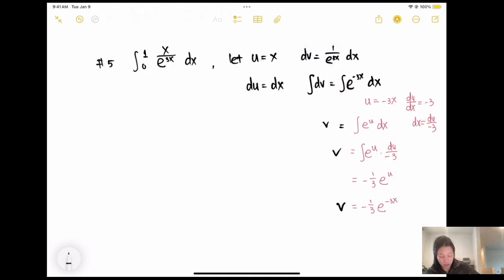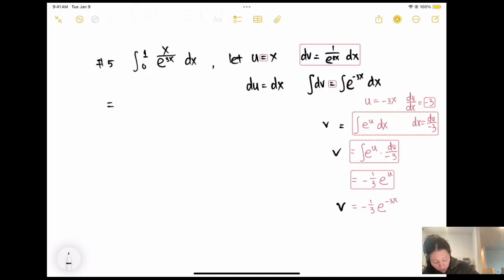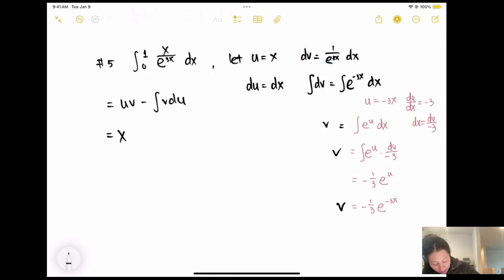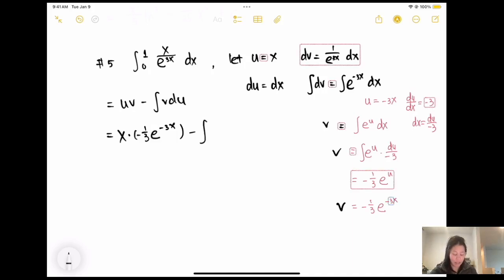Okay, now integration by parts. So I have uv minus the integral of v du. So u is equal to x, v is equal to negative 1/3 e to the 3x, and then minus the integral of v, which is negative 1/3 e to the negative 3x, and then du, which happens to be dx.